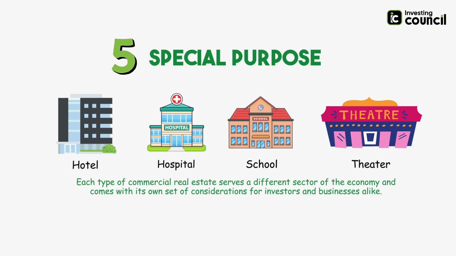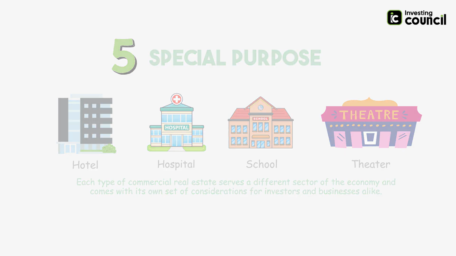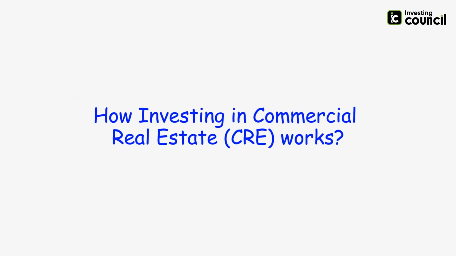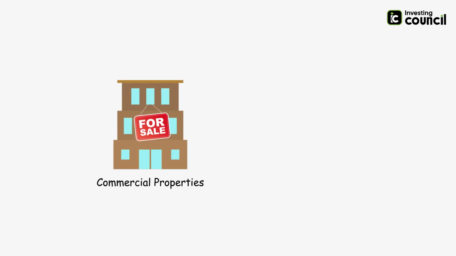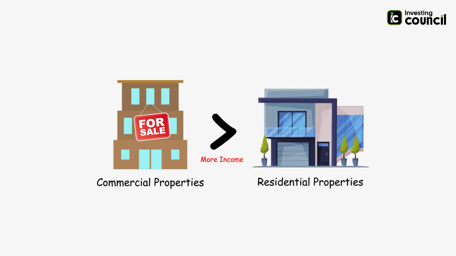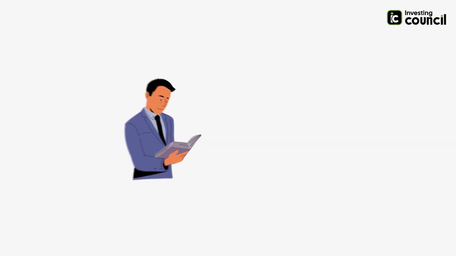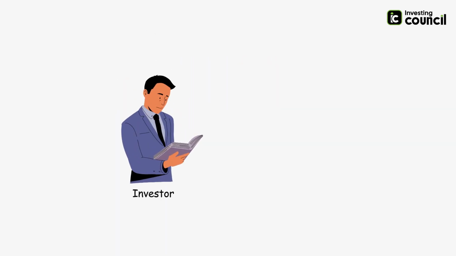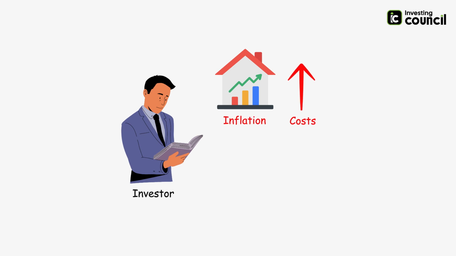Now that you have learned about different types of commercial real estate, you may want to know about how investing in it works. So let's talk about it. Firstly, commercial properties can yield more income than residential types, primarily due to longer lease agreements and higher rental rates. Additionally, as an investor, you might appreciate how real estate often serves as a hedge against inflation. As costs rise, so potentially do your property value and rental income, helping maintain your purchasing power.